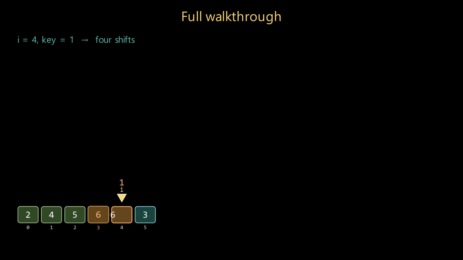At I4 the key is 1. Every value in the prefix is larger, so they all shift, then 1 goes to index 0. At I5 the key is 3. Shift 6, 5, and 4, then insert 3. The array is sorted.